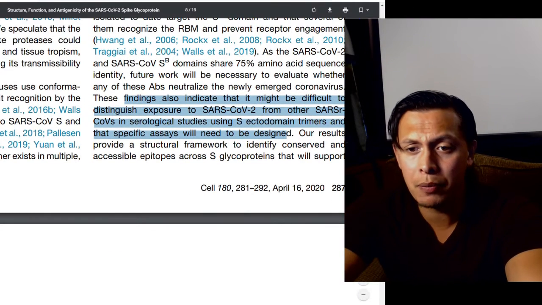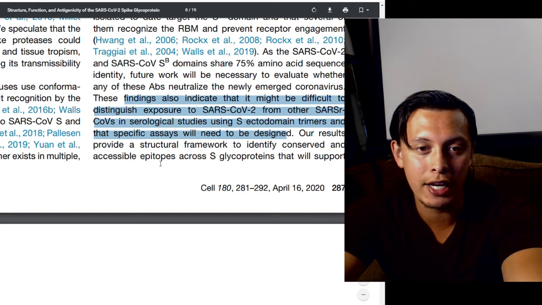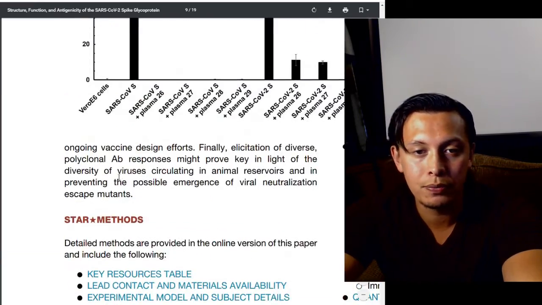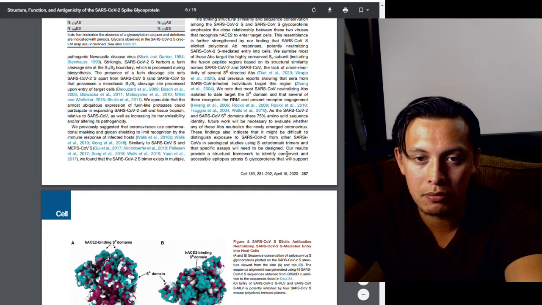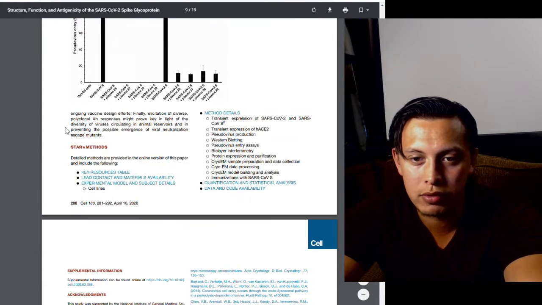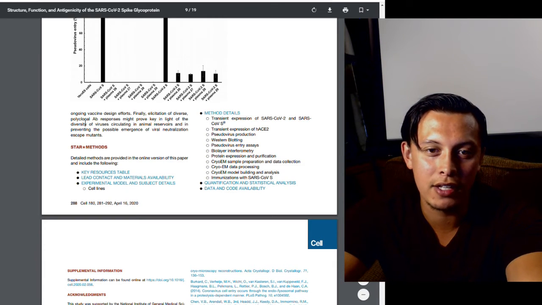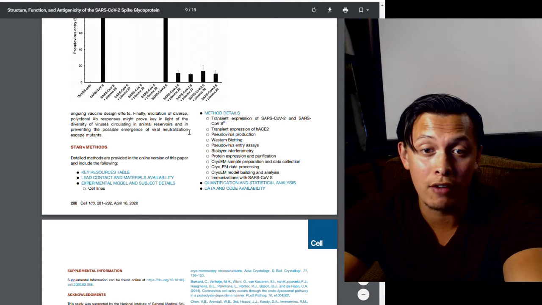So continuing, our results provide a structural framework to identify conserved and accessible epitopes across S-glycoproteins that will support ongoing vaccine design efforts. Finally, elicitation of diverse polyclonal antibody responses might prove key in light of the diversity of viruses circulating in animal reservoirs and in preventing the possible emergence of viral neutralization escape mutants.